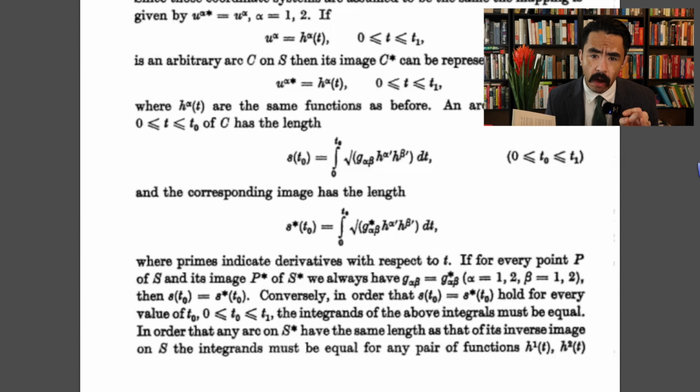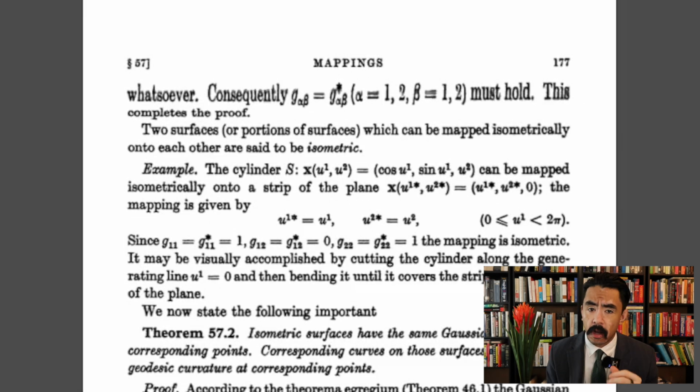In order that any arc on capital S star have the same length as that of its inverse image on capital S, the integrands must be equal for any pair of functions h1 of t and h2 of t whatsoever. Consequently, the relation G sub alpha beta equals G star sub alpha beta, where of course alpha equals 1 or 2 and beta equals 1 or 2, must hold. This completes the proof. Two surfaces, or portions of surfaces, which can be mapped isometrically onto each other are said to be isometric. We come to an example.